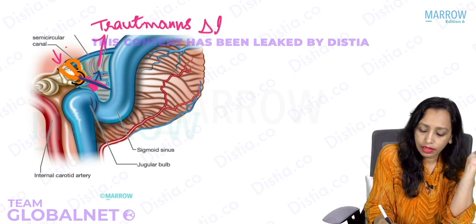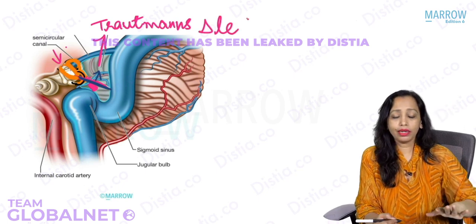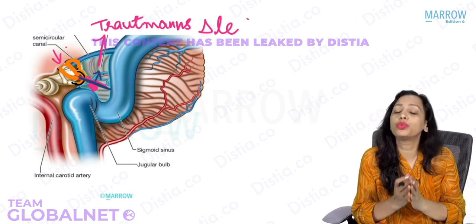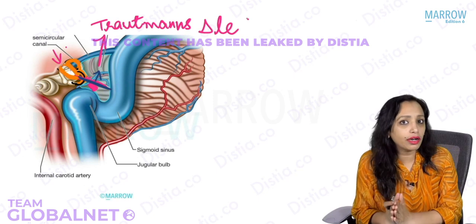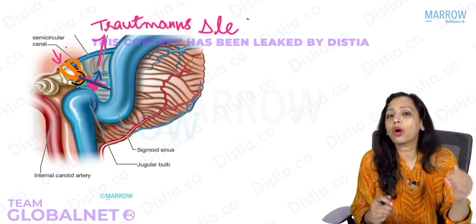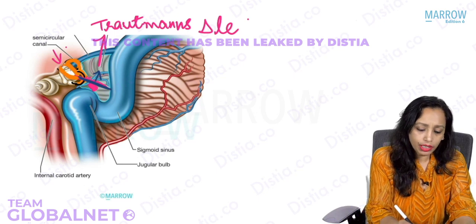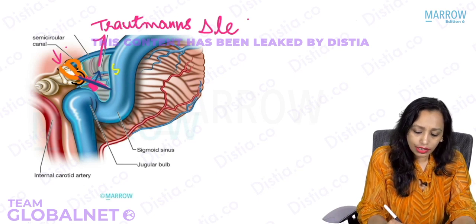Trotman's triangle. So what is Trotman's triangle? It is the area on the medial wall of the mastoid antrum through which we enter into the posterior cranial fossa. What are the boundaries of this Trotman's triangle? Just see here. Posteriorly we already know, it will be the sigmoid sinus. This is the sigmoid sinus.